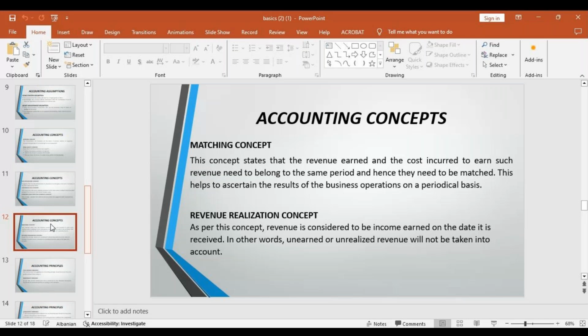So the revenue realization concept, as per the concept, revenue is considered to be income earned on the date it is received. So until you have received it, you have not earned it. Only after you receive it will you show that in your incomes. In the same way I gave you an example, like you have sold some goods and he will say he will give you the payment on 31st October. So on 31st October you will have your income. So your income will not be in the month of July. So that's what realization is.